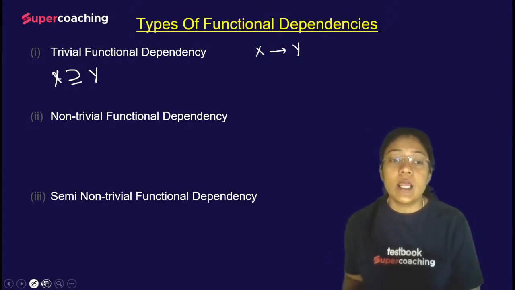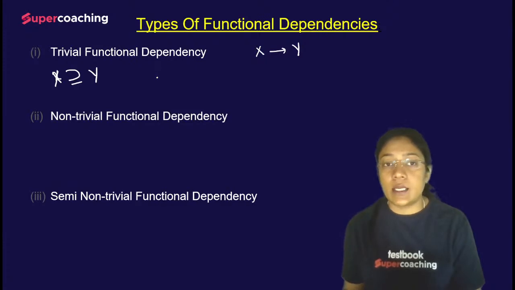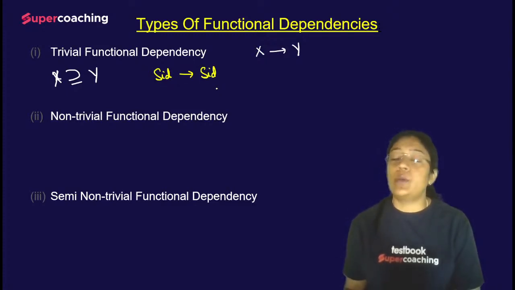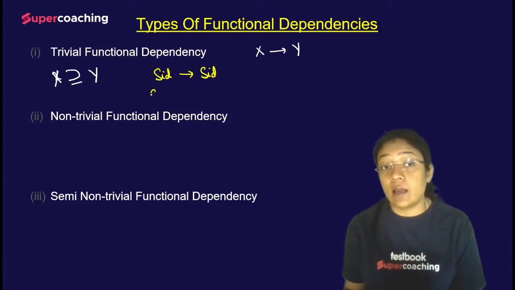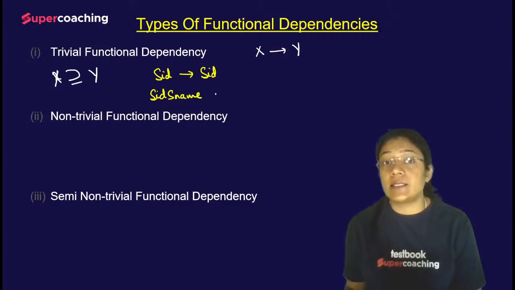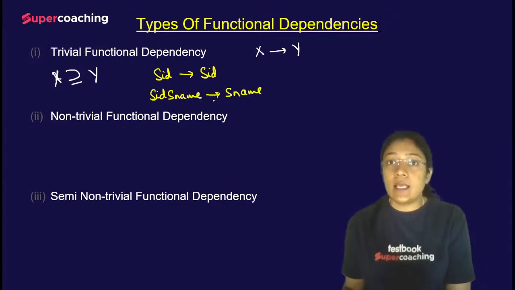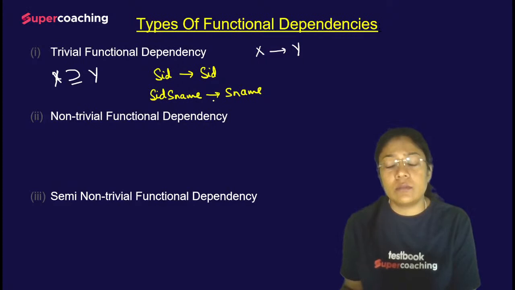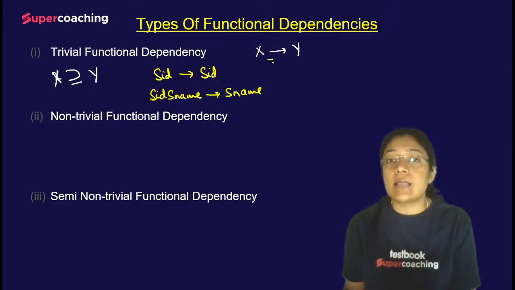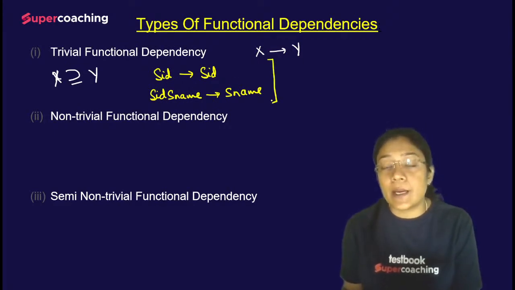For example, a trivial functional dependency is SID determines SID. On the left hand side, whatever attribute we had, we have the same attribute on the right hand side. Another example is where the left hand side is a superset: SID, S name determines S name. If we know the value for the SID and the S name, can we write the value of the S name? Definitely yes. So these are examples of the trivial functional dependency.